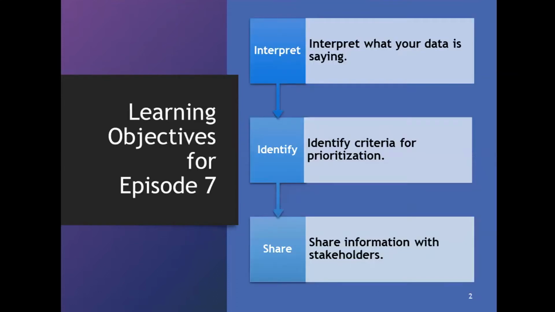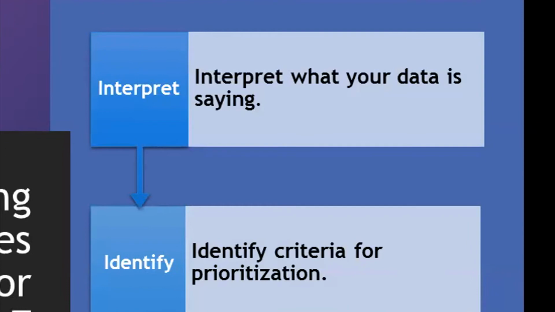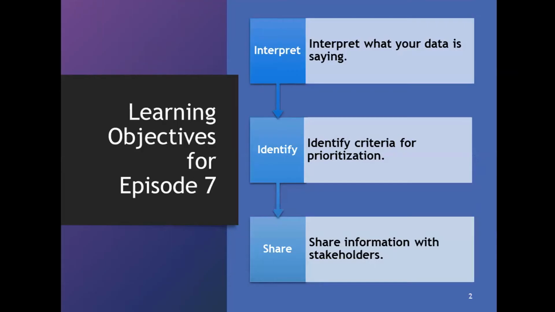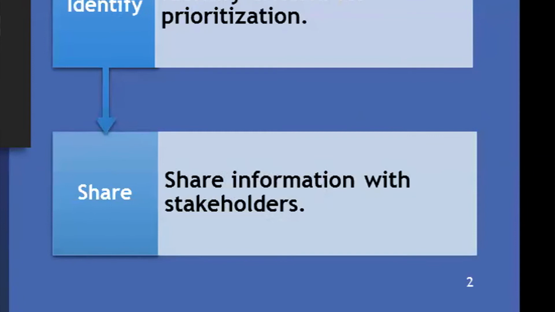The learning objectives for this episode are, first, interpret what your data is saying. This involves making sense of the numbers, questionnaires, surveys, and maps you've collected about your community. The second objective is identifying criteria for prioritization, meaning what in the data is most important to your stakeholders and why it is important. The third objective is sharing this information with stakeholders and your community.